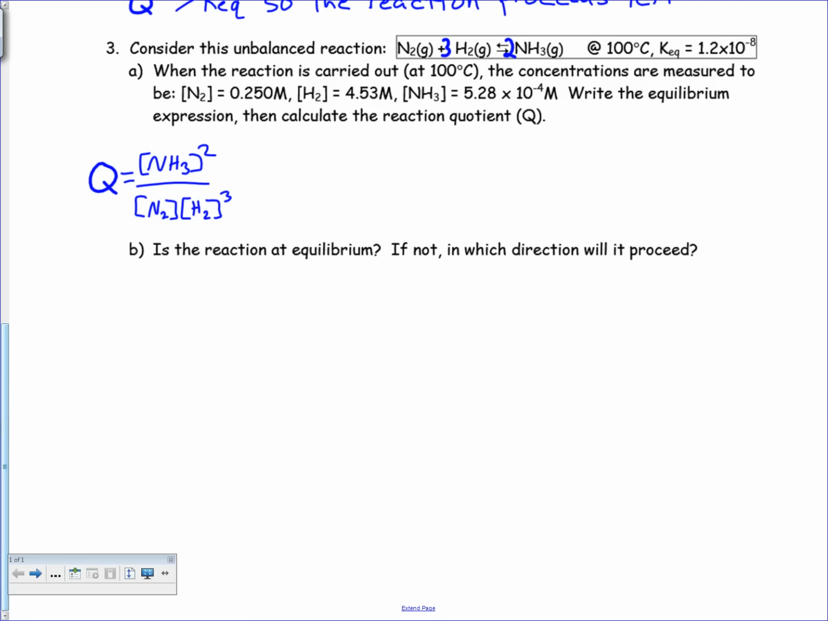All right, so going through, plugging in the numbers here, we get 3.9 to the third over concentration of N2 is 0.25 times concentration of H2 is 4.53, and that one is cubed. Oh, this one up here should have been squared. Sorry about that.